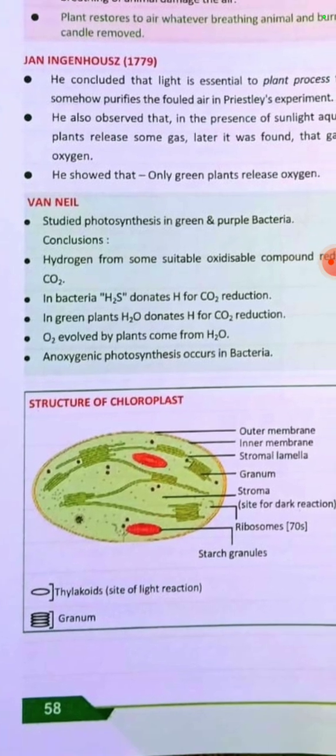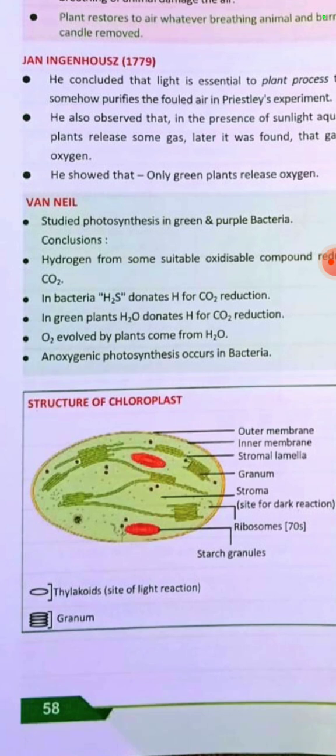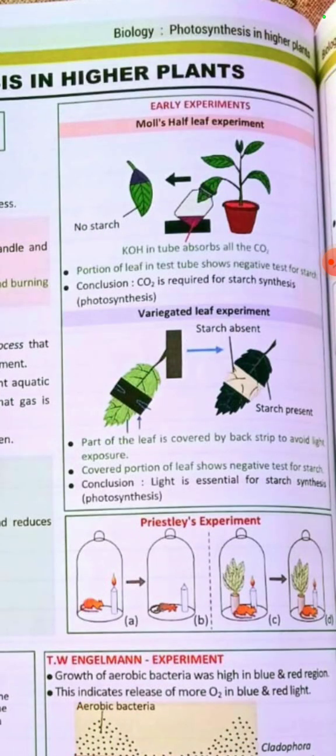Next is given the structure of chloroplast. In it, the outer membrane, inner membrane, stromal lamellae, granum, and then stroma, and stroma is a site for dark reaction. Then the ribosome, which is 70S, and then starch granules are given. One single circle denotes thylakoids, which is a site for light reaction, and many circles denote a stack of circles that denotes the granum. Okay, so next thing we have early experiments.